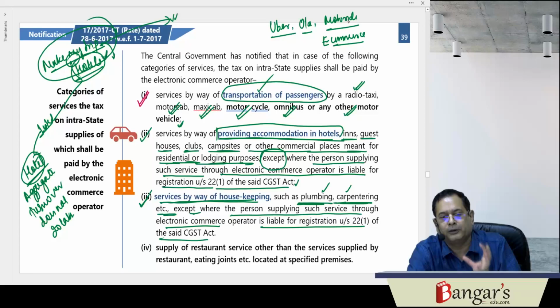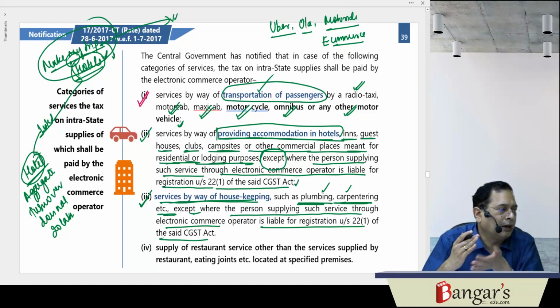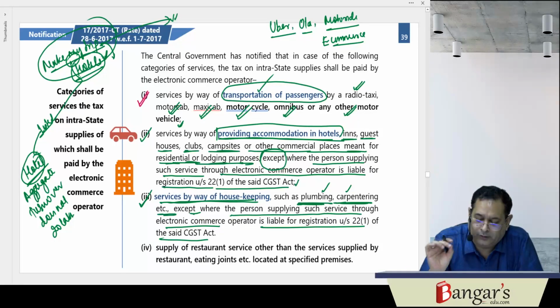In this particular circumstance, if their aggregate turnover does not exceed the threshold limit of 20 lakhs or 10 lakhs, in that particular circumstance, they are not required to get themselves registered. In such a case, whatever services have been provided by such plumber, carpenter, etc., ECO will be what? Electronic commerce operator will be liable to pay the tax on the same.